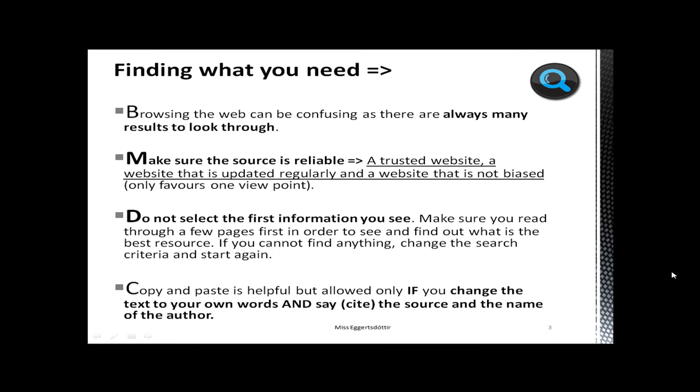If you cannot find anything, change the search criteria and start again. Use different keywords. Copying and pasting is helpful, but allowed only if you change the text to your own words and you say where the sources come from, like using the name of the author, name of the book, or the address of the website.